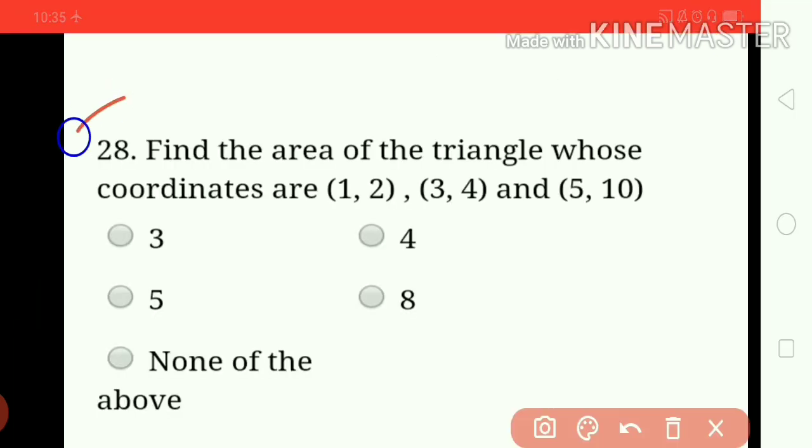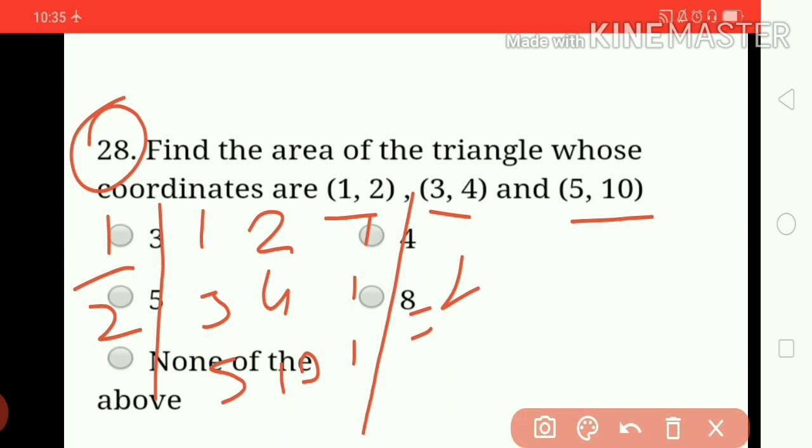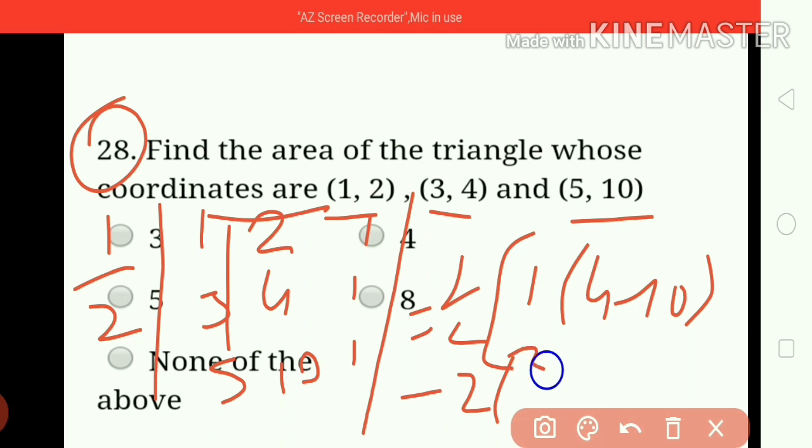Come to question number 28. Find the area of the triangle whose coordinates are these. So we will use the method of matrices, that is 1 2 3, 4 5 10, we will take here and take a 1 here. Now solve. This will be 1 expand by this row. 1 into (4 minus 10) minus 2 into (3 minus 5) plus 1 into (30 minus 20), that is 10 I am writing here.